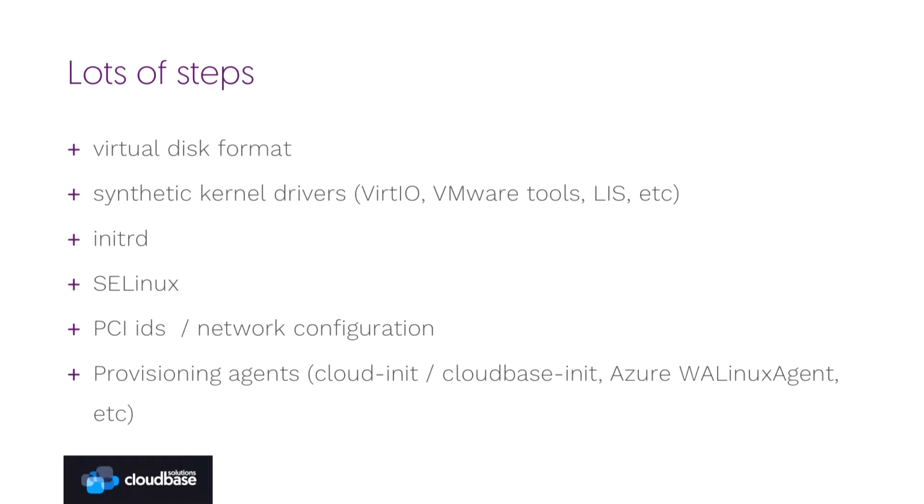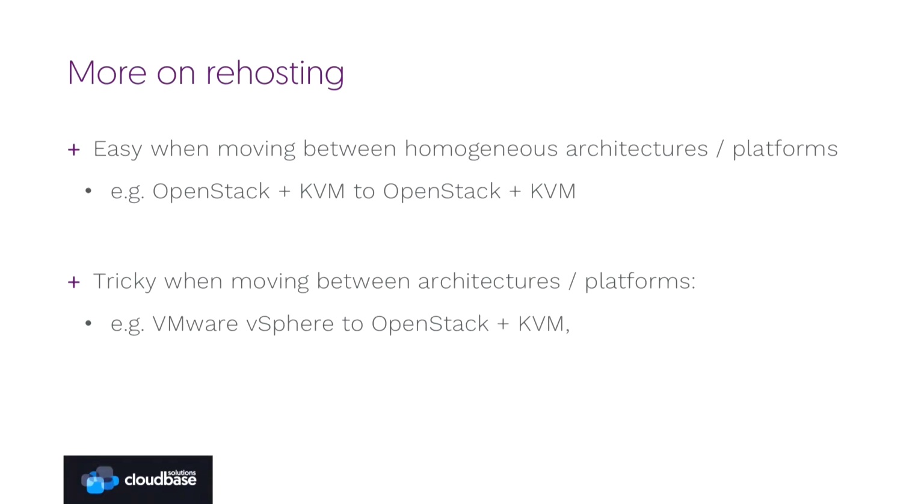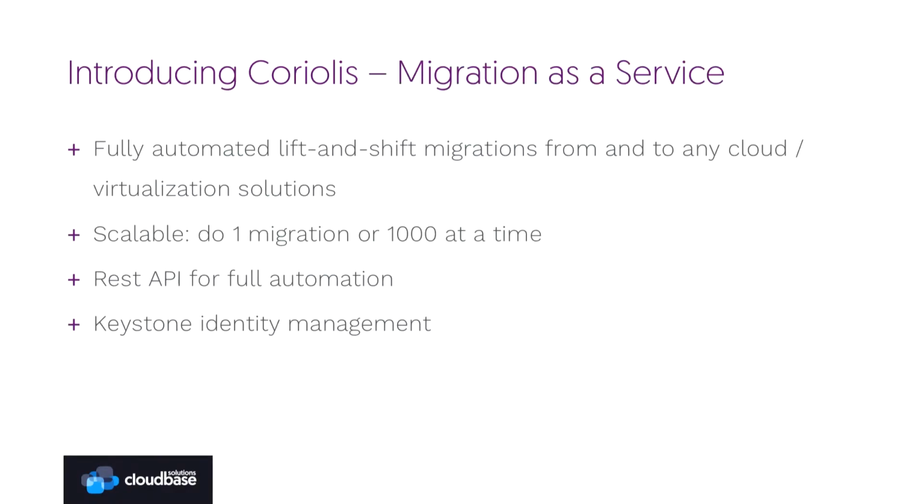If you Google how to migrate a VM from VMware to OpenStack, for example, you have plenty of guides which are telling you do this, do that, do that, do that, okay? The problem with that is that it's heavily manual, error-prone, and definitely doesn't scale if you have to do 1,000 of those things, no? So in order to solve this type of problem, we wrote a project called Coriolis.